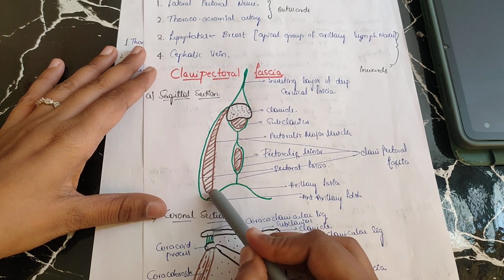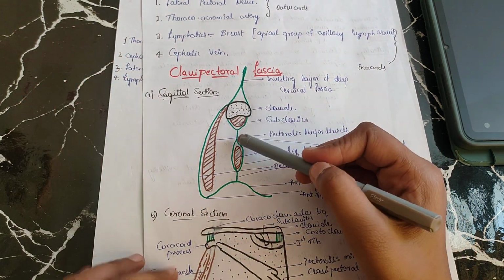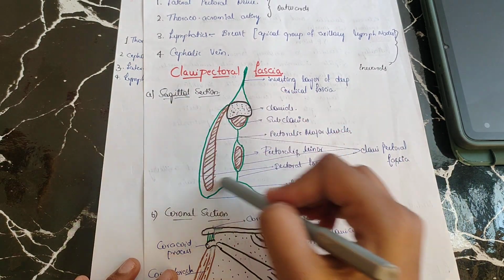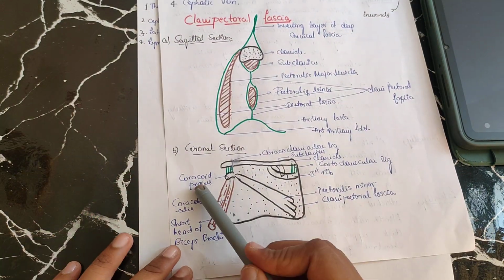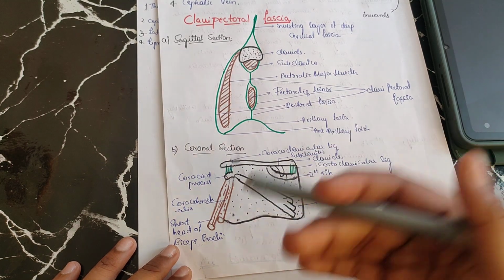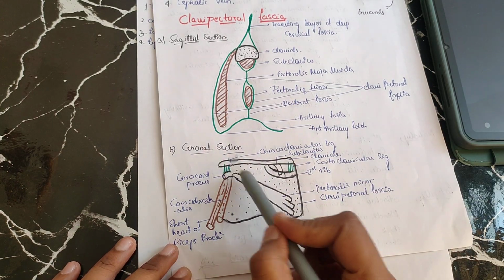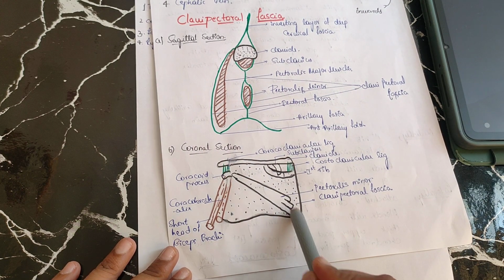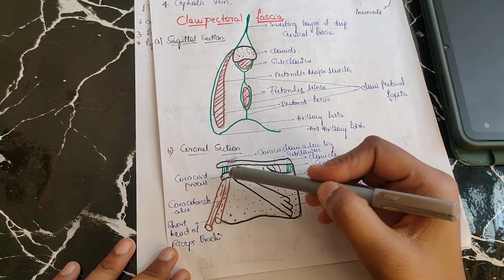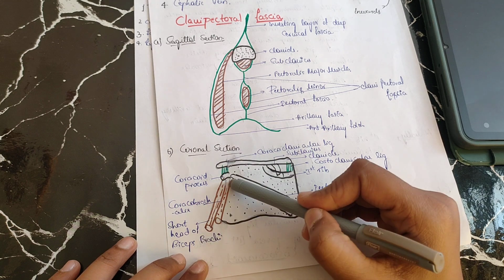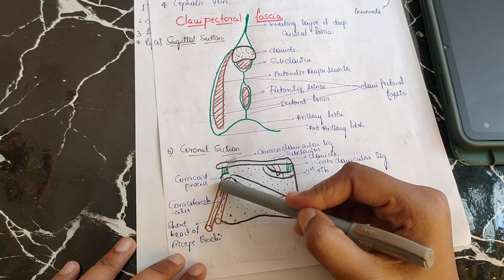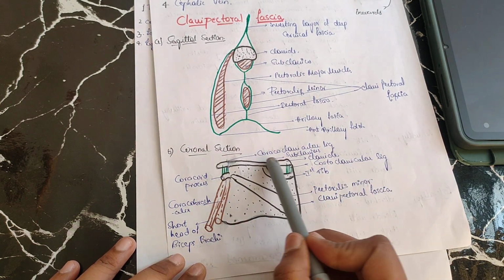This is the anterior axillary fold. This will be the sagittal section of clavipectoral fascia. Coronal section will be this when we see from the front. To the medial border of the coracoid process, pectoralis minor muscle will go and insert. From the tip of the coracoid process, there will be origin for two muscles, that is medially coracobrachialis, laterally short head of biceps brachii. This is the clavicle bone.